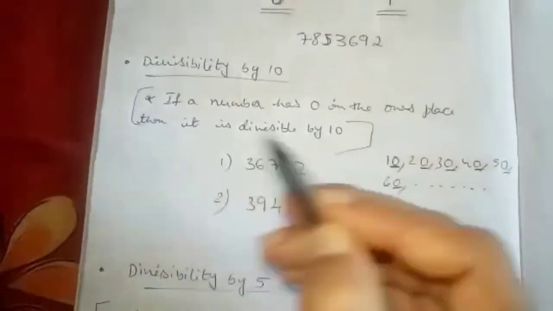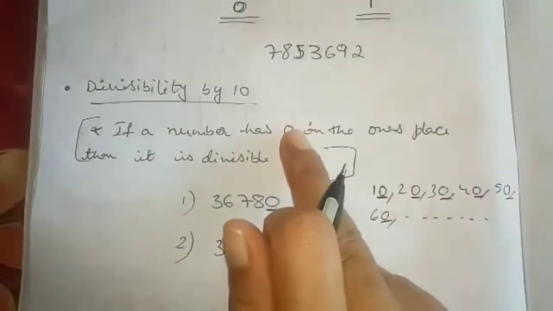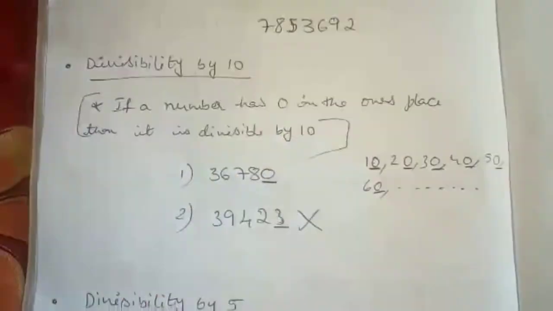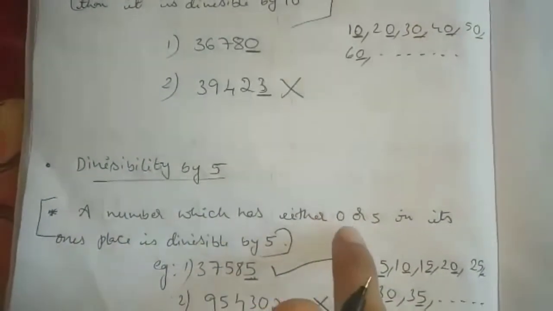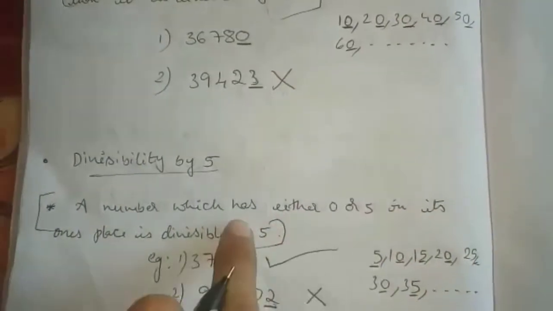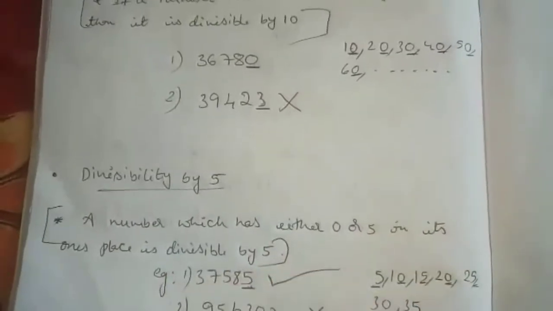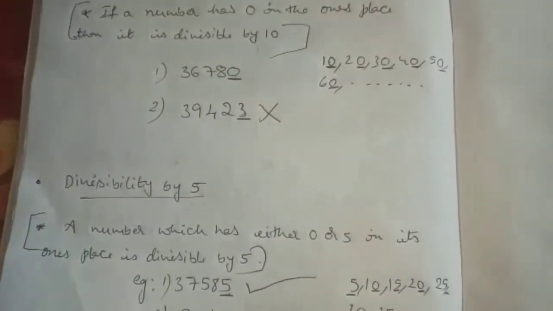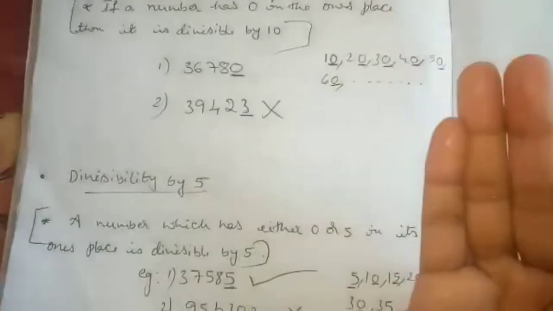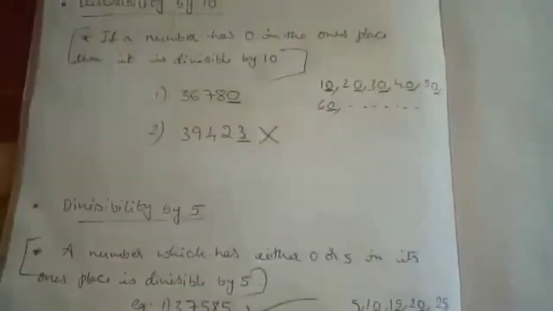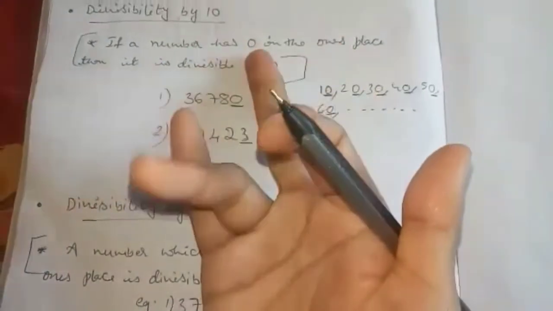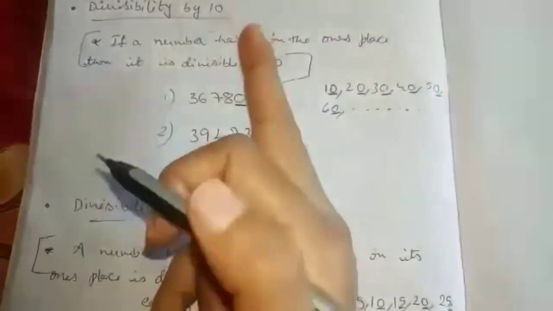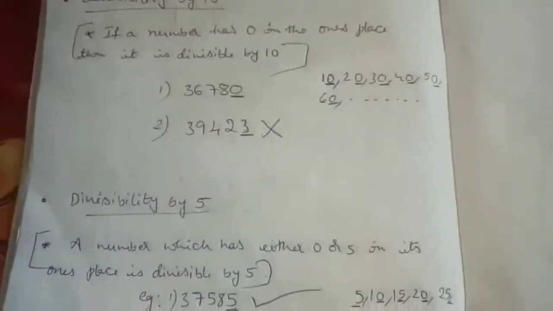This you have to remember. When you have 0 in the units place, it is divisible by 10. And when you have 0 or 5 in the units place, it is divisible by 5. So if anyone gives a number and asks you to check whether it is divisible by 10, you can easily say. You only have to see the units place, and if it has 0, then it is divisible by 10.